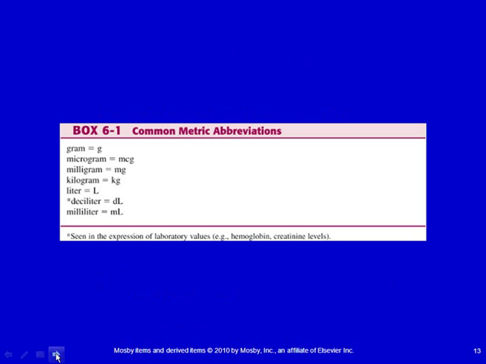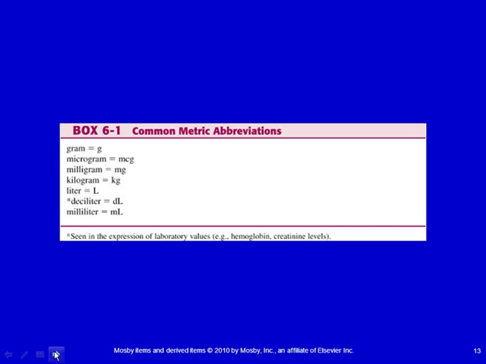You have this table in your book. It is box 6-1. It has to do with your metric abbreviations, and we are very careful with metric abbreviations. We use them sometimes with math, but more and more we are beginning to write these out. You are on page 62 now.